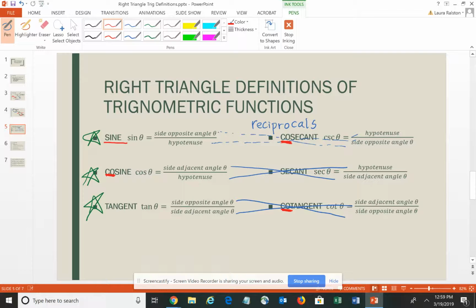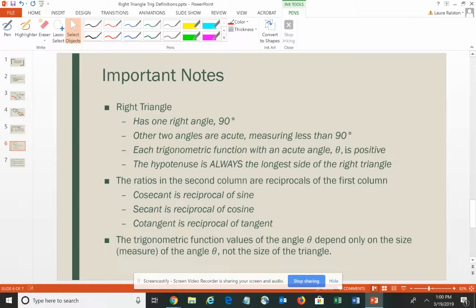So the partners, the ones that are reciprocals of each other, you have one that says co something and the other one does not. Now be careful, because a lot of students want to put sine and cosine together. Okay, so be careful about that. But your 3 basic ones are sine, cosine, and tangent. And if you can learn those and then realize that the remaining 3 are reciprocals, that's going to help you out.